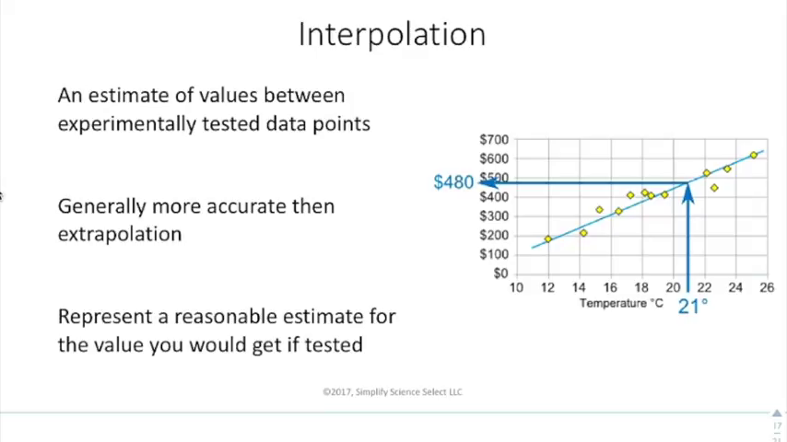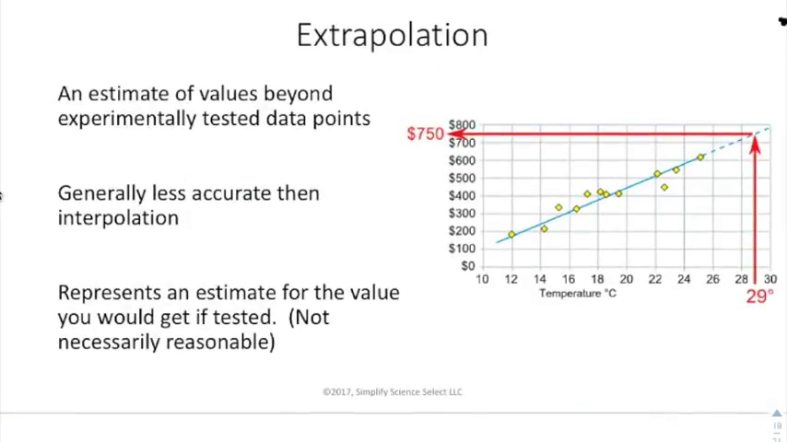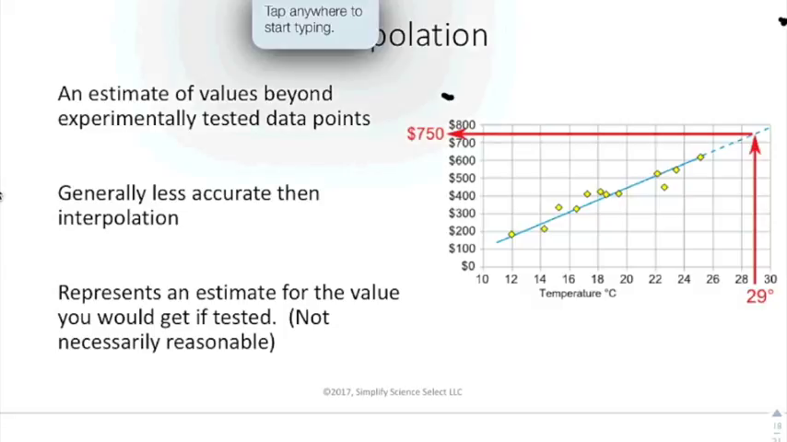Okay, next you have extrapolation, which is an estimate or prediction of something that is beyond what you experimentally tested. It's generally a little bit less accurate because you tend to see things that curve off or don't follow the trend further on. Because of that, they're not nearly as accurate as interpolation, and they do represent an estimate for the value that you would get if tested. But once again, it's not necessarily reasonable.